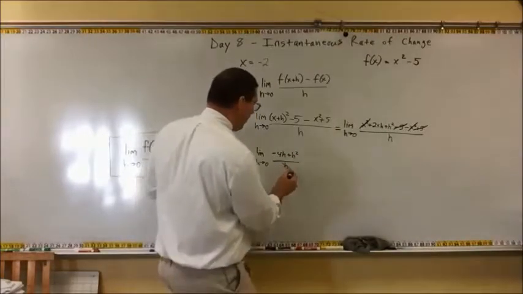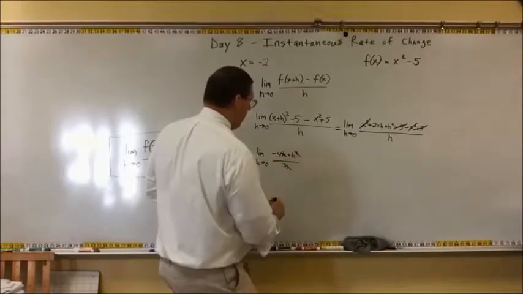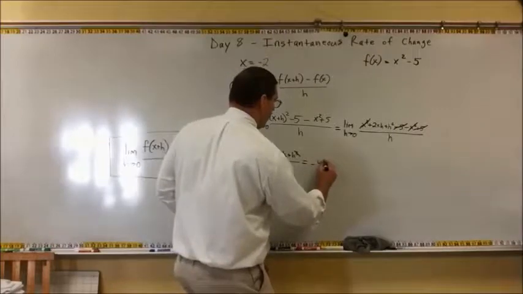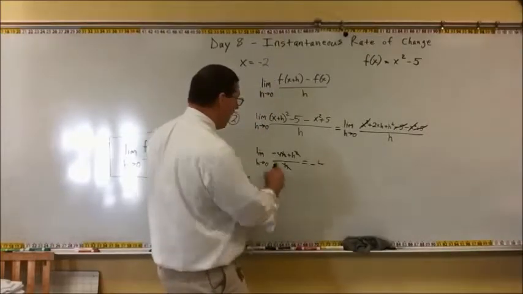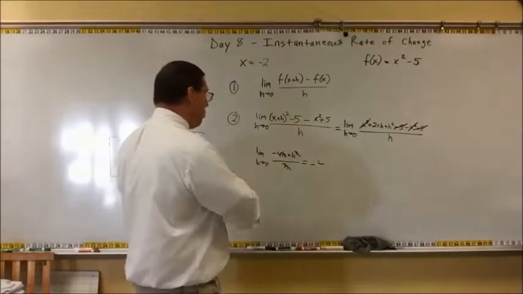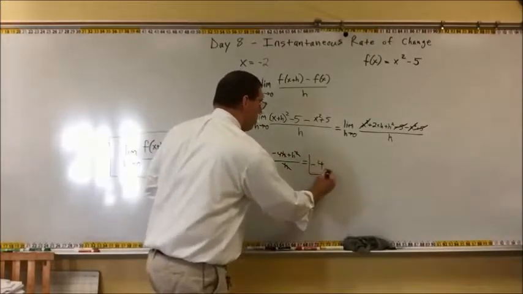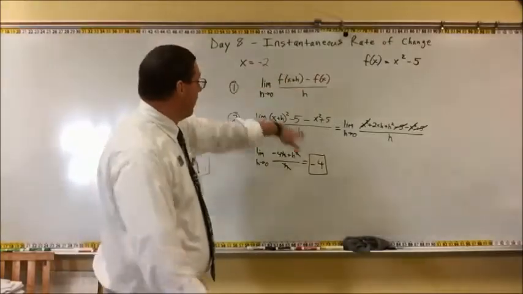Take out an h, so we'll cancel an h in each term. And now we plug 0 in for h, and what do we get? Well, yes, we have negative 4 plus h. Now, solve the limit. Put a 0 in for h. Negative 4. That's your final answer. So the slope of that function at negative 2 is negative 4.